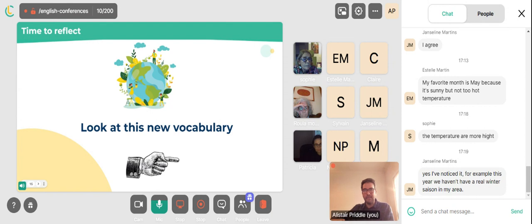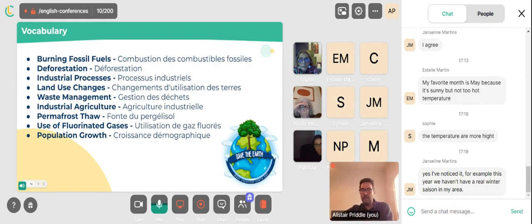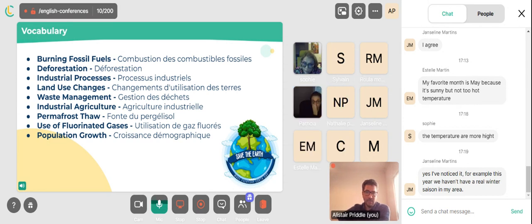Okay, well, let's continue and have a look at this new vocabulary. So I'm going to read through the vocabularies twice, have a look at those translations and have a listen as I read through the list. Burning fossil fuels, deforestation, industrial processes, land use changes, waste management, industrial agriculture, permafrost thaw, use of fluorinated gases, population growth.